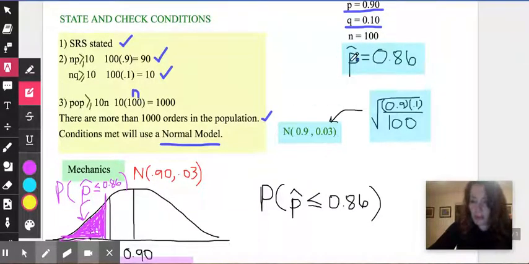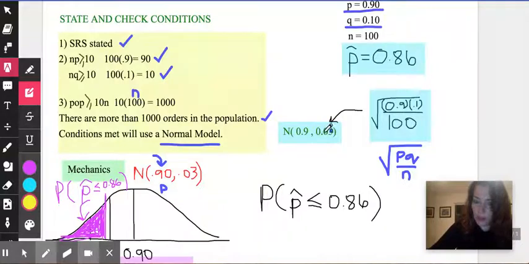Given our p hat here, our normal model contains the population proportion, which is 0.9. That is our p. Now, if you remember, the standard deviation of the sampling distribution is going to be smaller. How much smaller will it be? It will be the square root of p times q over n. This is always the standard deviation of a sampling distribution for a proportion. When you work this out, you get 0.03.